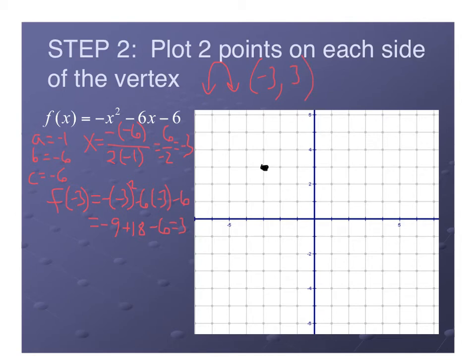I need to find 2 points to the left, 2 points to the right, and put them in my T-chart. So let's make that T-chart real quick. My vertex, negative 3, 3. 2 points to the left, I'm going to be at negative 4 and negative 5. 2 points to the right, I'm going to be at negative 2, negative 1.